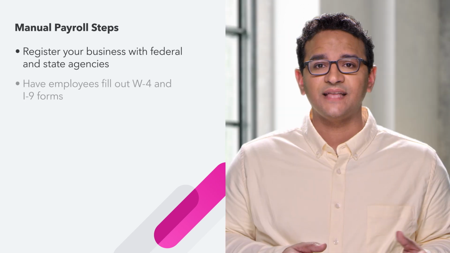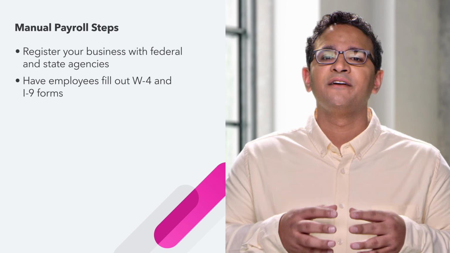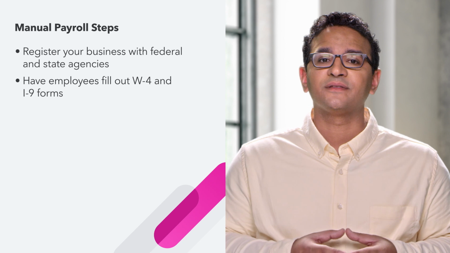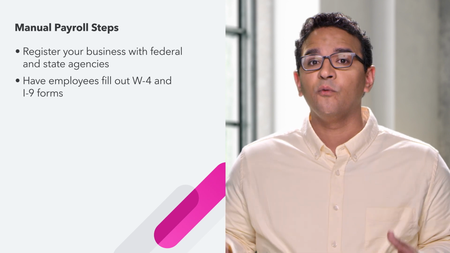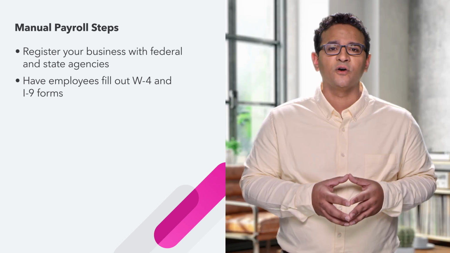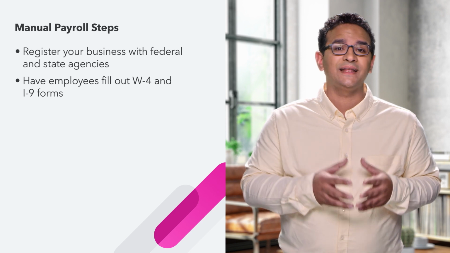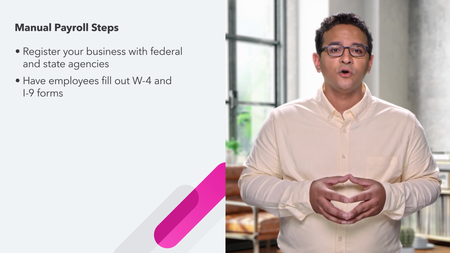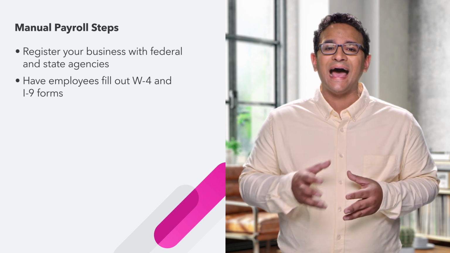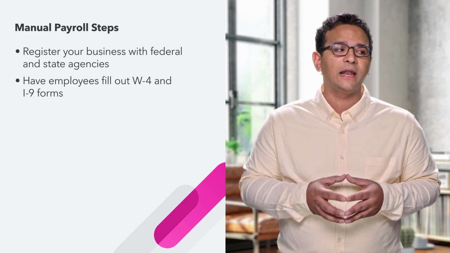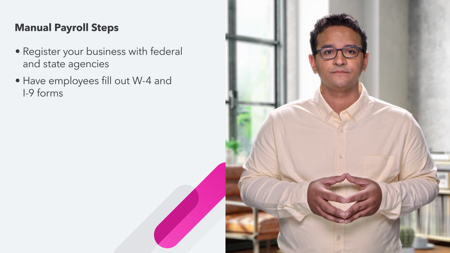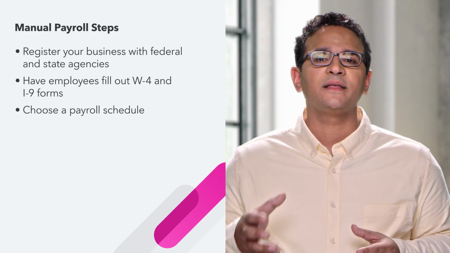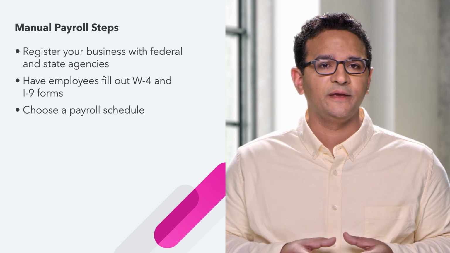The next step is to have your employees fill out a W-4 form so you have the correct federal tax income information and withholding of the payment. These forms may need to be updated manually if your employee circumstances change. Also, employees need to fill out an I-9 form to prove they're eligible to work in the US. After that, you're going to choose your payroll schedule, whether it's bi-weekly, bi-monthly, or monthly.